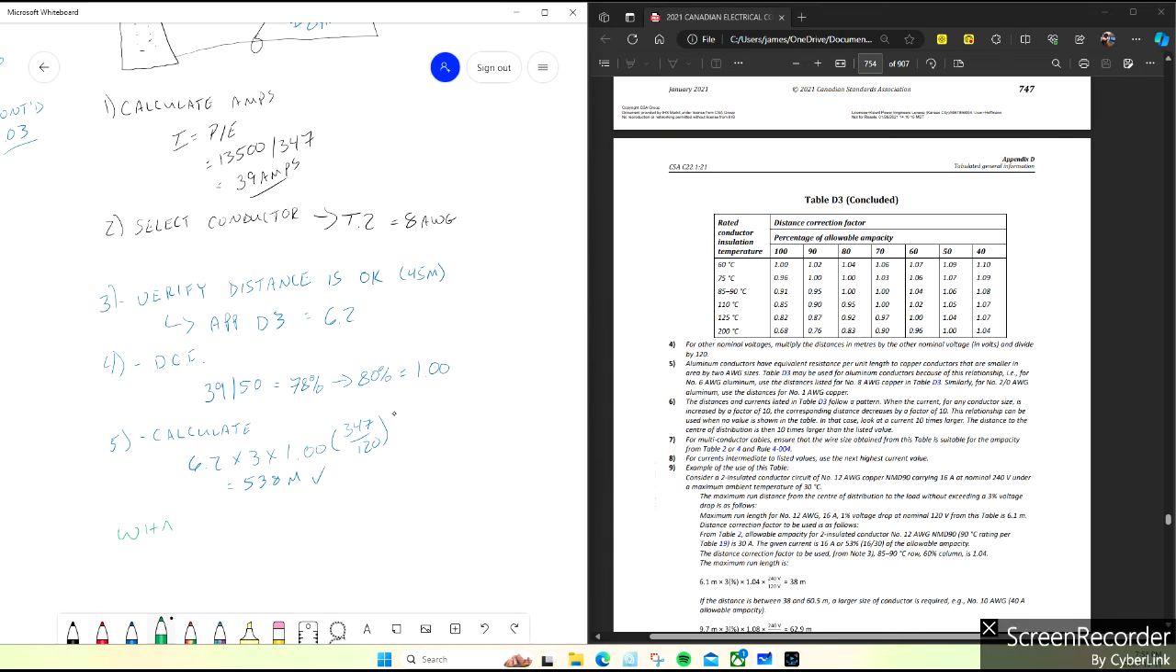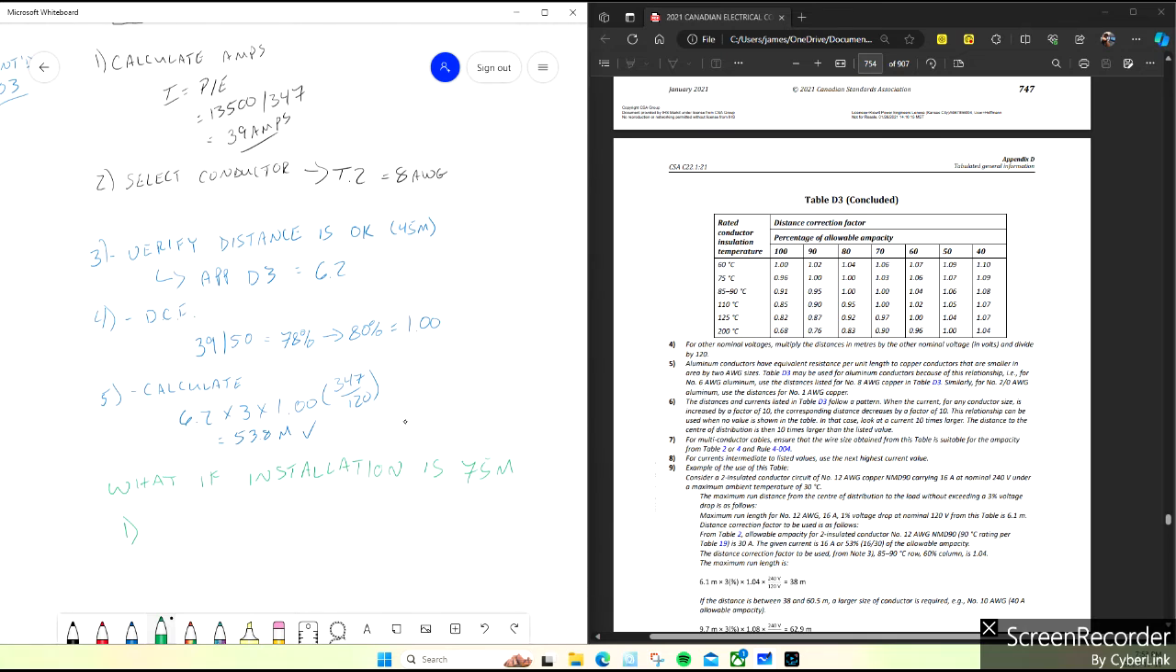So what if it is 75 meters? Well, if it was 75 meters, this number 8 is no longer capable because we're only allowed to go 53. So basically you just do it again. Just try it again. So I'll just put step 1 in this color. Appendix D3.